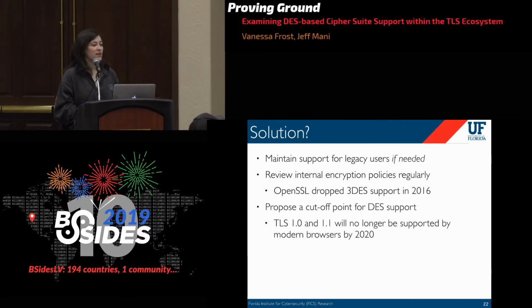Next, propose a cutoff point for DES support. If anybody here is familiar with the tale of the renegade YouTube team in killing IE6, you know how effective that is. As a step in the right direction, most major browsers have announced that they're going to drop support for TLS 1.0 and 1.1 by 2020, which is good news because they still support DES ciphers. And lastly, we have a compelling alternative to DES. It's faster, it's stronger, it's free. It's not patented by anybody. Please use it.